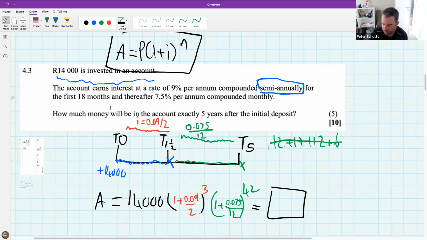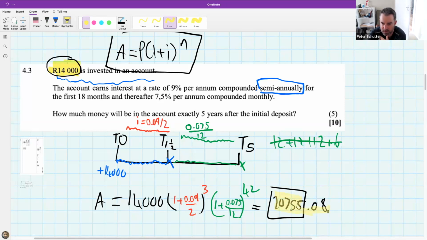And you should get 20755.08, or basically it's grown from 14,000 to just over 20,000 in the 5 years since the initial deposit.